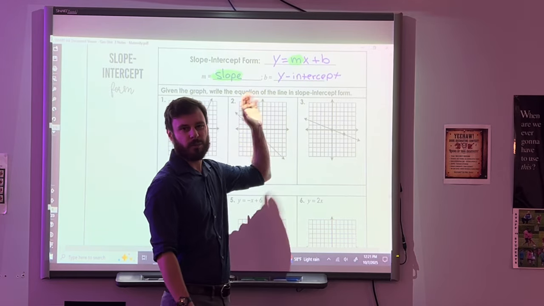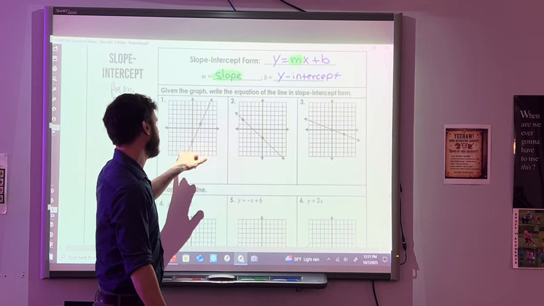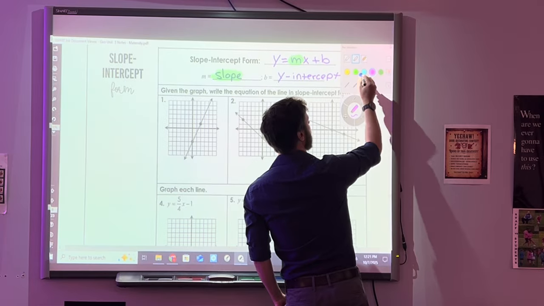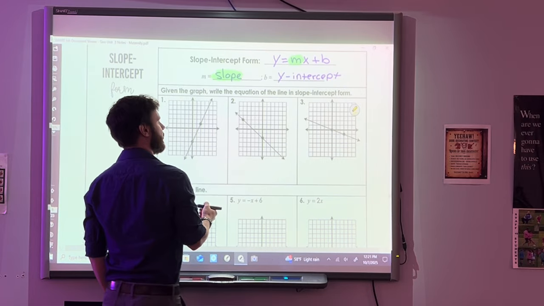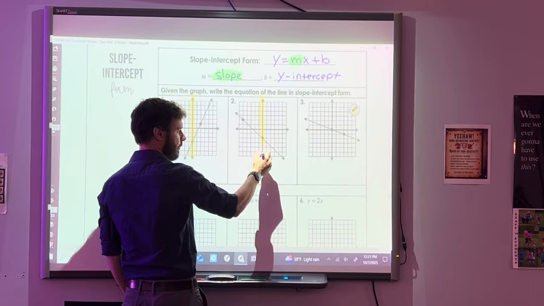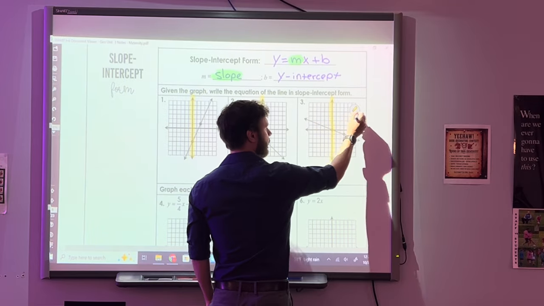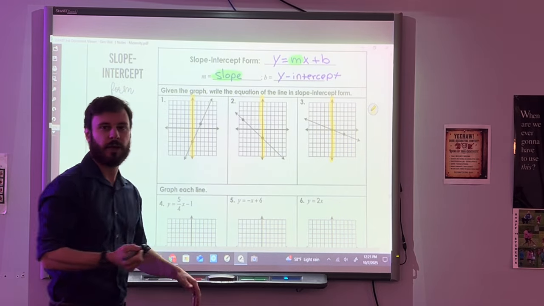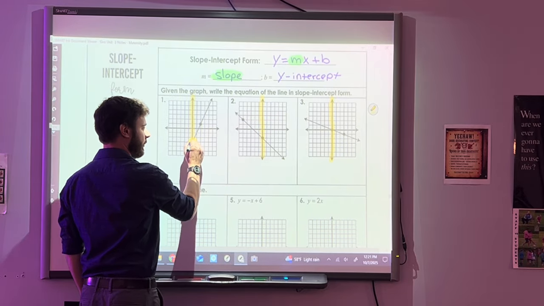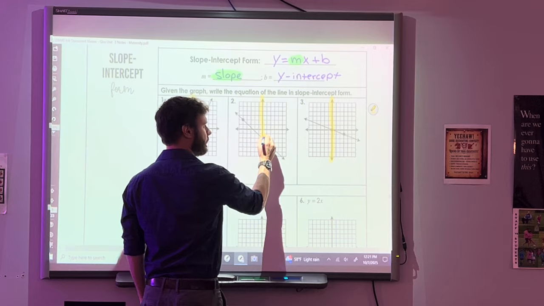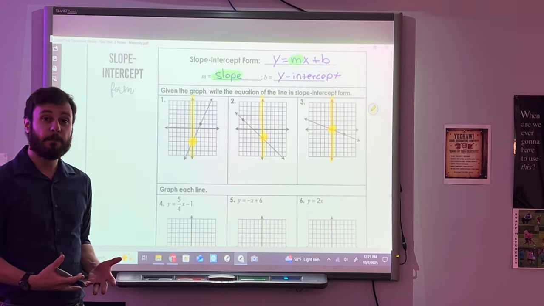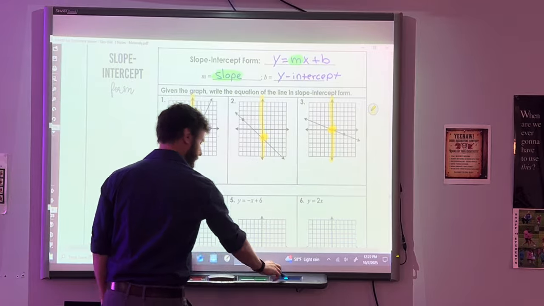The y-intercept is just where the function is crossing the y-axis. So I'll highlight the y-axis in each of these. It's the one that goes up and down. And we're going to identify the y-intercept. Well, that's where it crosses. Right there. Okay. So that value is going to be the b for each one of these.